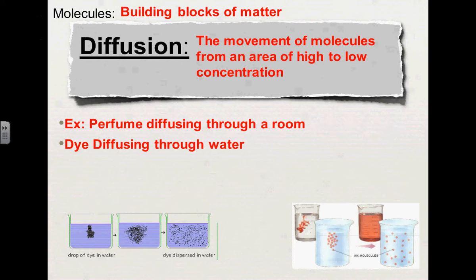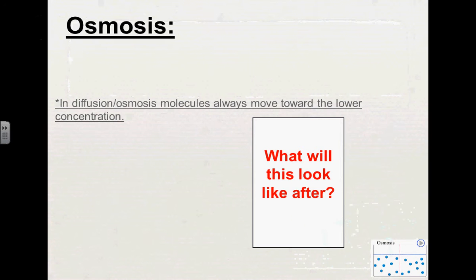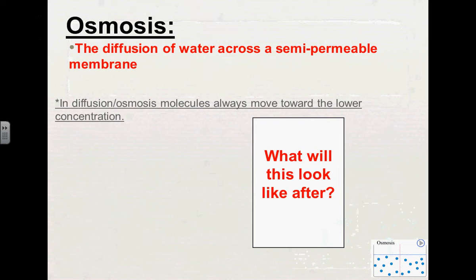All right, what we're going to be talking about today and a lot next week is this concept that's related to diffusion, and it's called osmosis. So osmosis is just one type of diffusion. It's when water is moving across a membrane from a high to low concentration. So osmosis is still diffusion, but when it's water and when it's going across a membrane, we have this other word for it, osmosis.